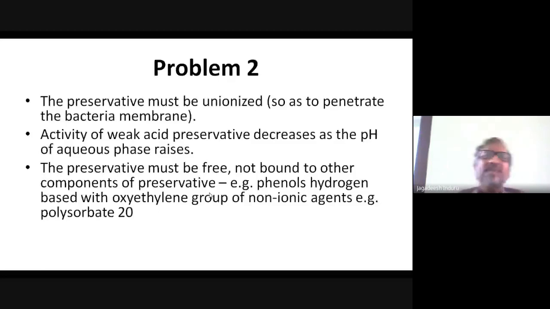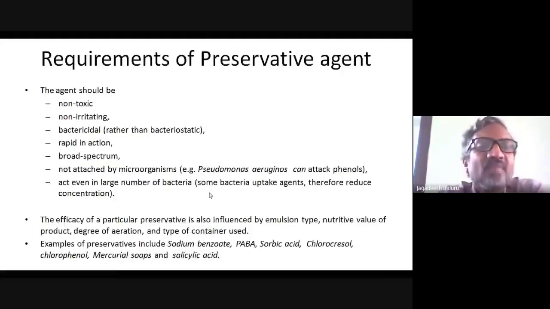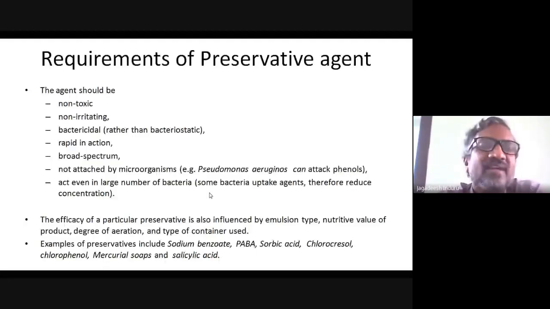Most of the times we need to see the requirements of the preservative agent before we add it into the emulsion, because the agent should be non-toxic and non-irritating. Non-toxic means it will not cause any damage to the patient, even when applied onto the skin or taken into the oral cavity. It should not cause irritation and it should not be corrosive in nature. So if you use phenol, it is corrosive in nature. It causes irritation when its concentration is a little bit high.